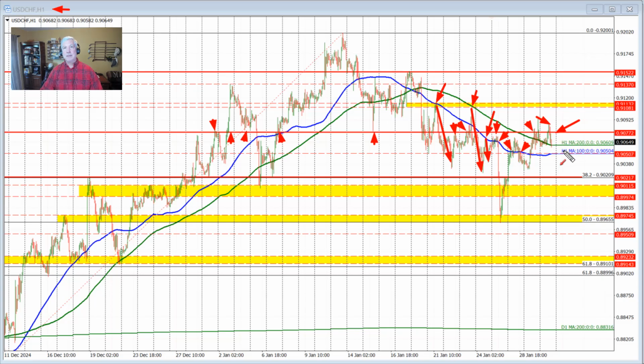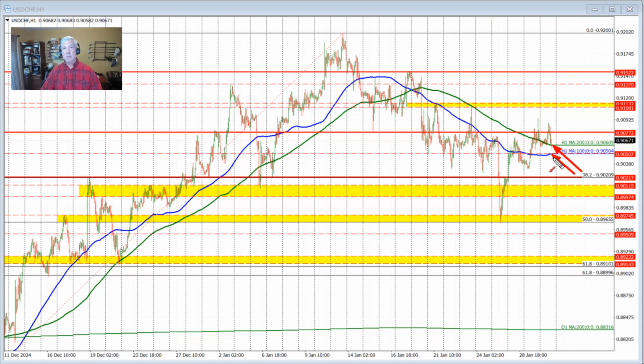And now we are back down testing the 100 and 200-hour moving averages, which did their jobs right here, but got a little more sloppy over the last few days of trading as the market works its way through the interest rate decisions in the U.S. and other news items that are causing the volatility. But nevertheless, we still have to respect these moving averages.